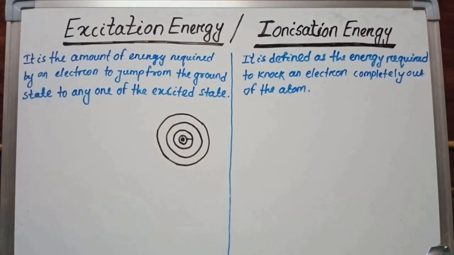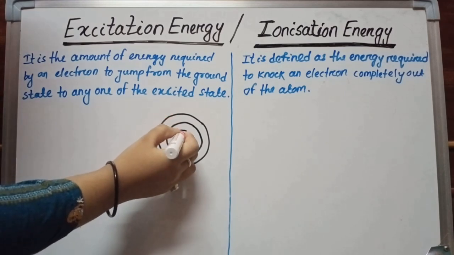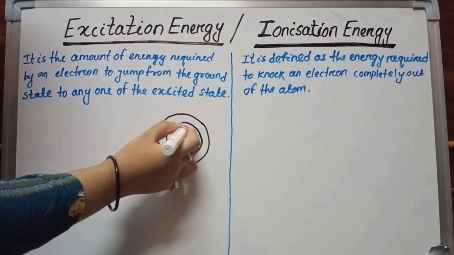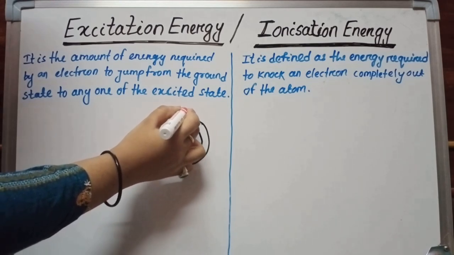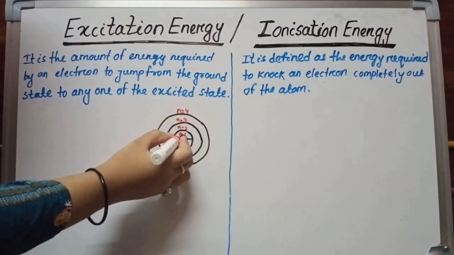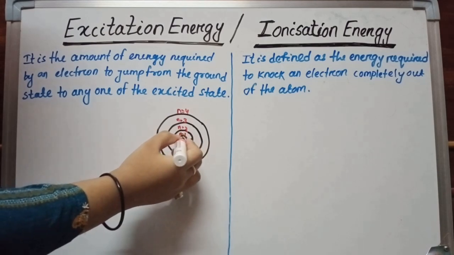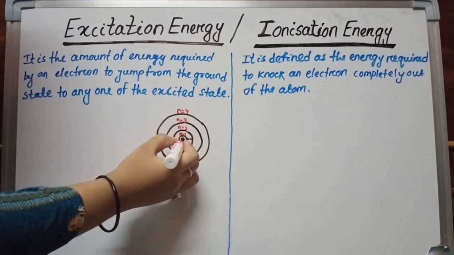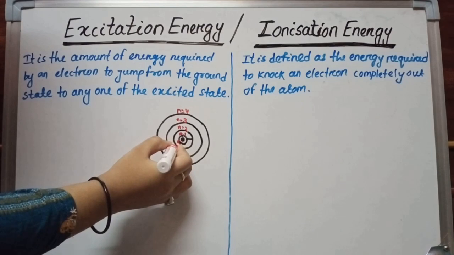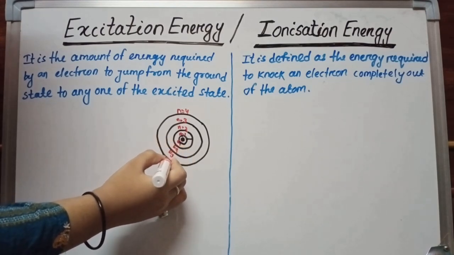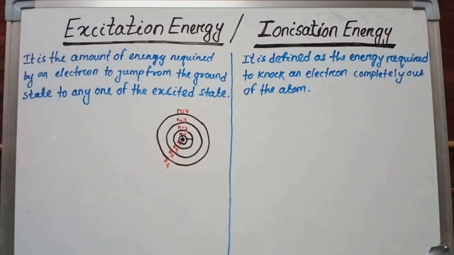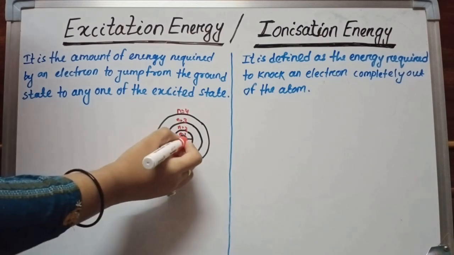Here, this one is the orbit n equals 1, here orbit n equals 2, this one orbit n equals 3, and here orbit n equals 4. The first orbit has energy E1, the second orbit energy E2, the third orbit energy E3, and the fourth orbit energy E4.